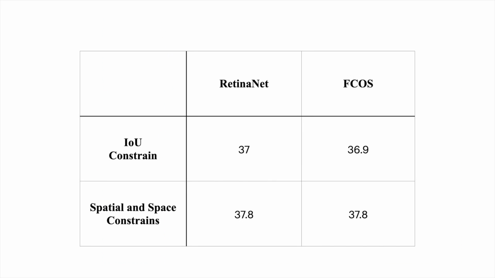This picture shows their experimental results. After they identify the essential difference is how to define positive and negative training samples, they propose a new strategy of defining positive and negative training samples. They call their algorithm ATSS, Adaptive Training Sample Selection.